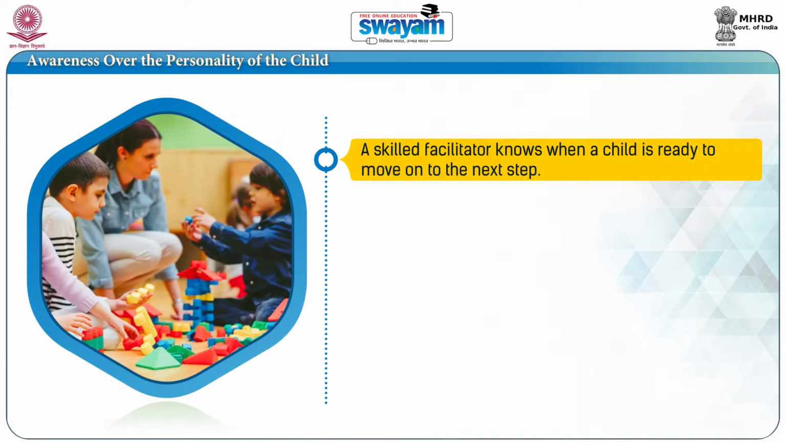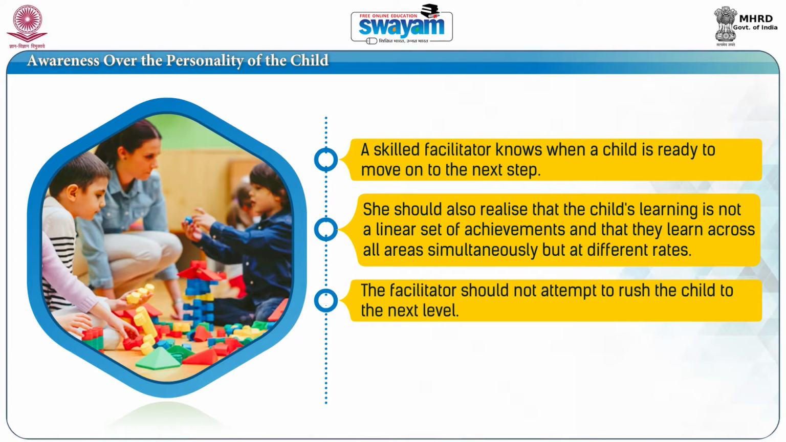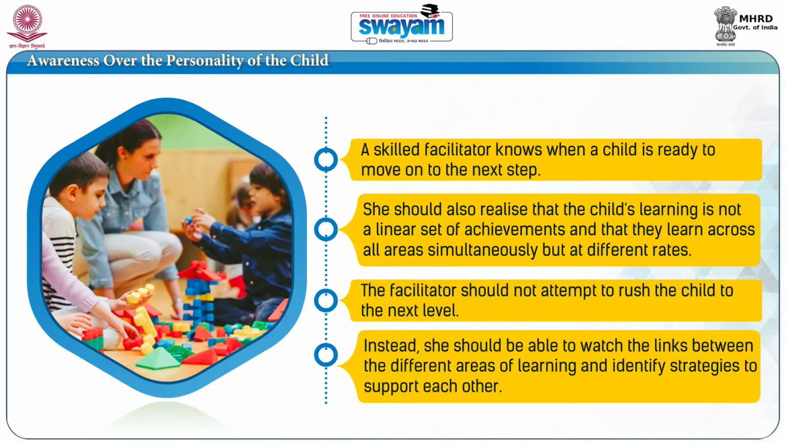A skilled facilitator or educator knows when a child is ready to move on to the next step. She should also realize that the child's learning is not a linear set of achievements and that they learn across all areas simultaneously but at different rates. Moreover, the facilitator should not attempt to rush the child to the next level. Instead, she should be able to watch the links between different areas of learning and identify strategies to support each other.